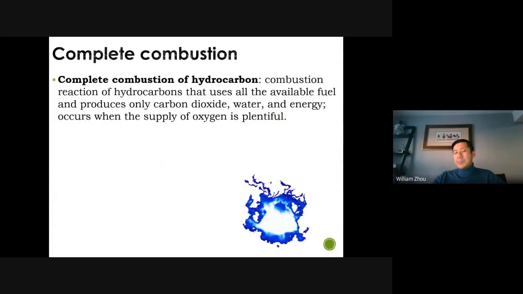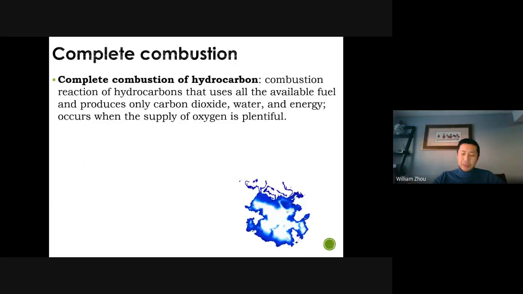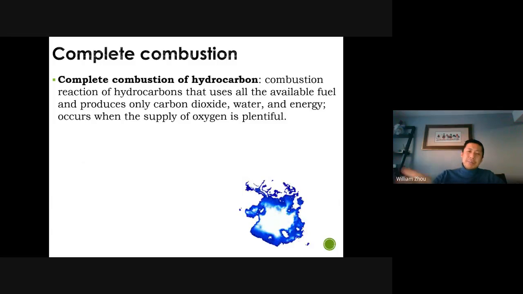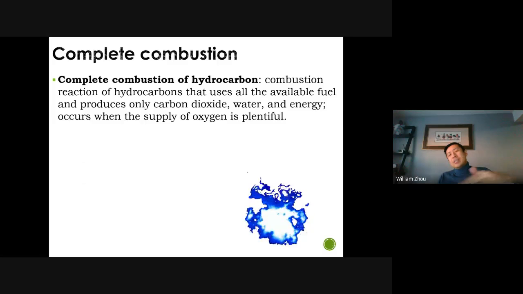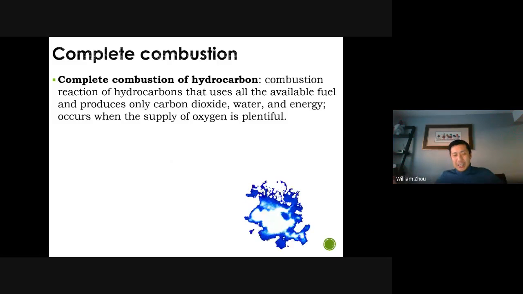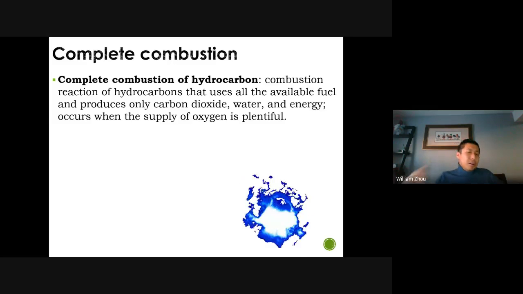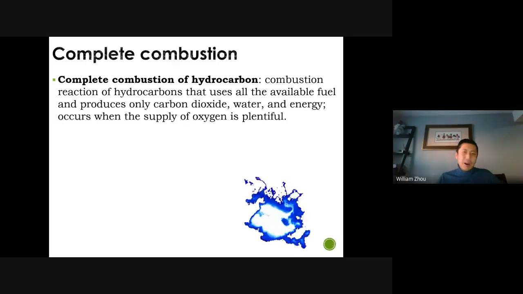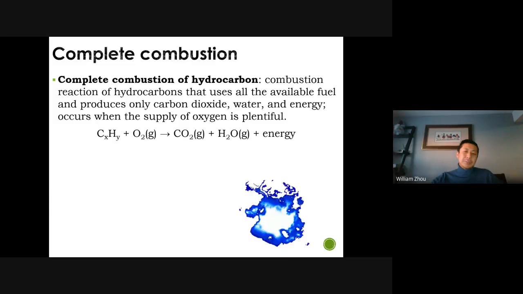There are 2 types of combustion reactions. We're going to first talk about the complete combustion reaction. Complete combustion, as the name suggests, the reaction is finished. It goes to completion. You use up all of your fuels and you produce some very clean products, carbon dioxide, water, and energy. Okay, and this only happens if you have a bountiful supply of oxygen.